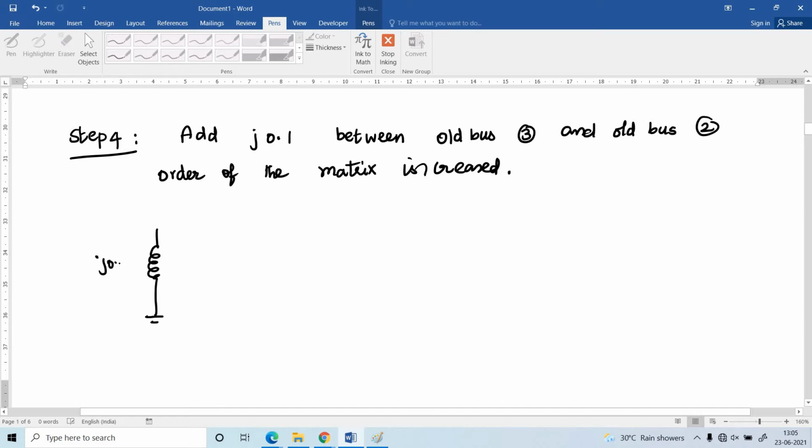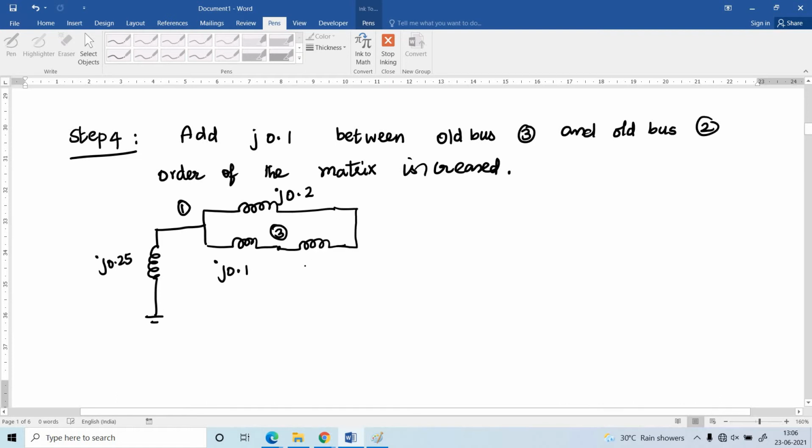Here already it is over, j 0.25. Then bus number 1 is connected to bus number 2, j 0.2 is over. Again, this is also over, up to this is over. Next, what I have to do, I am going to connect 3 to 2 via the element j 0.1. Okay, so this is the new circuit. I am going to find out the ZBUS matrix.